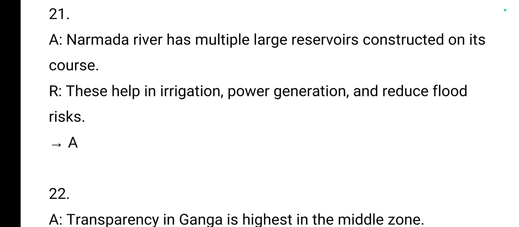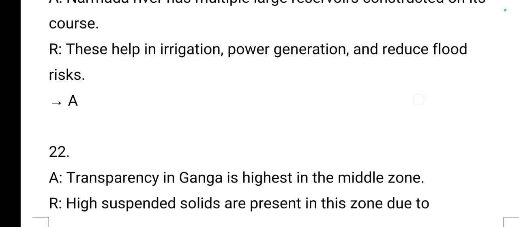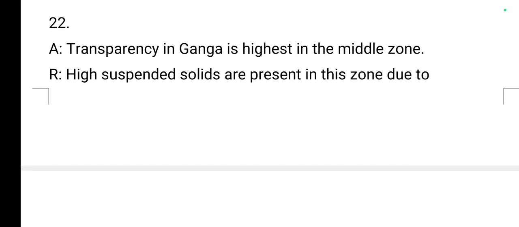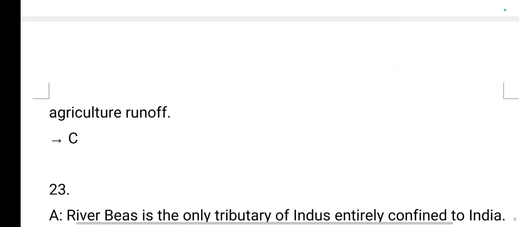Narmada River has multiple large reservoirs constructed on its course. These help in irrigation, power generation and reduce flood risk. So the answer will be A. Transparency in Ganga is highest in the middle zone. High suspended solids are present in this zone due to agriculture runoff. So the answer will be C.